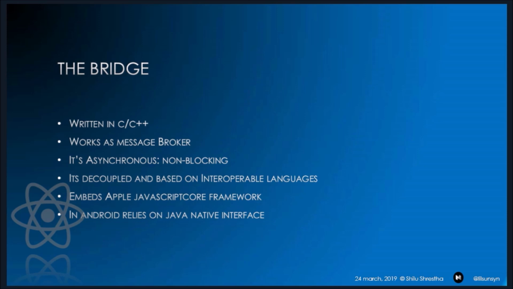However, in Android, it had to rely on the Java Native Interface, JNI, that helps compile down our JS code into a Java-understandable form. The bridge itself is written in C and C++, which are the languages that we use to compile down code. So we can call the bridge a message broker. It helps decouple our different languages into interoperable languages. Whatever I explained just now can be seen in the slide itself.